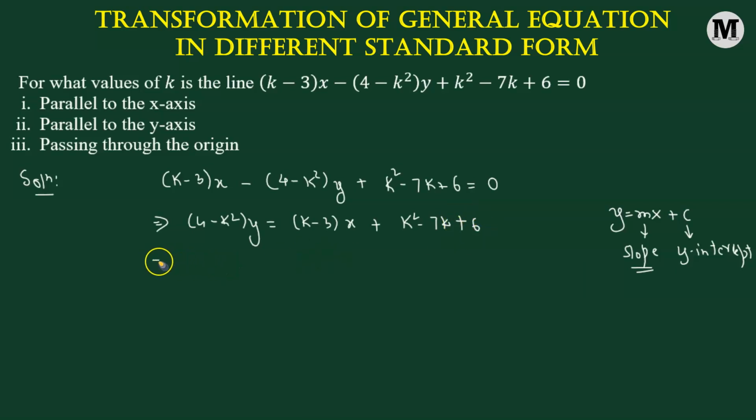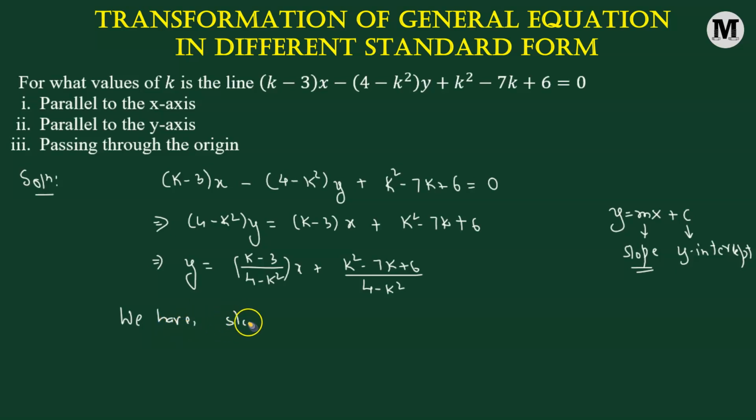Now what we'll do, we're going to divide throughout by the coefficient of y, so that we get y equals (k − 3) divided by (4 − k²), multiplied by x, added to (k² − 7k + 6) all divided by (4 − k²). Now when we compare it with the slope-intercept form of the line, the slope of this line, denoted by m, comes out to be (k − 3) divided by (4 − k²). So we have obtained the slope of this line.